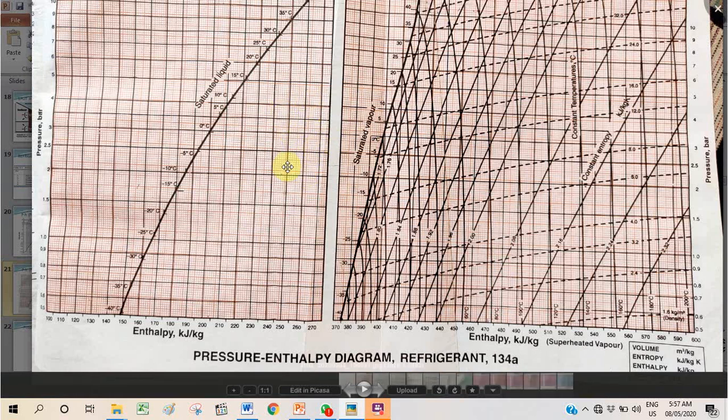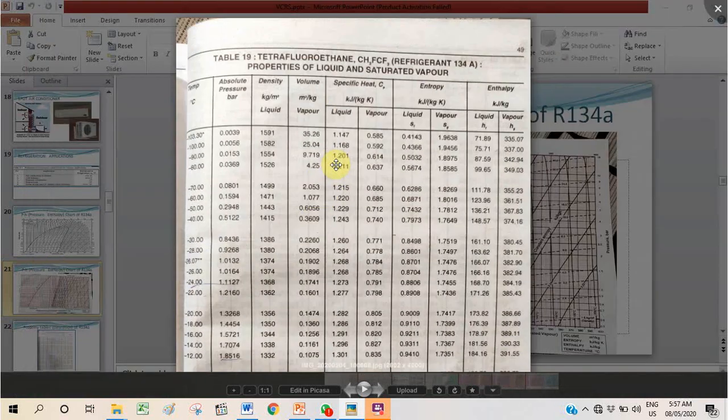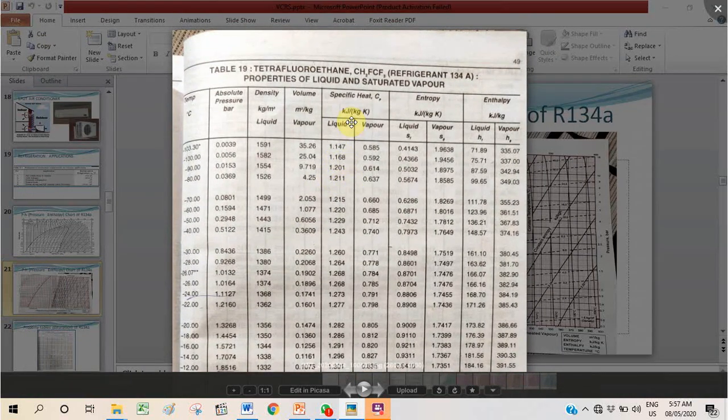Similarly, we have property tables which also give the same values. Now look at this property table. Now property tables are available for the saturation conditions and the superheated conditions. These are not available unlimitedly for all. Only the typical conditions are covered in the tables. Okay, this is table of saturated liquid and vapor condition.